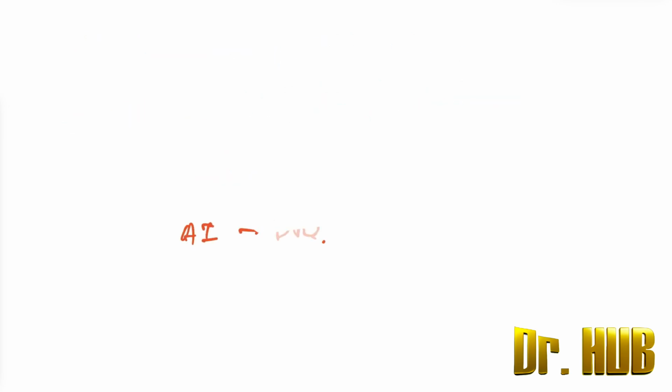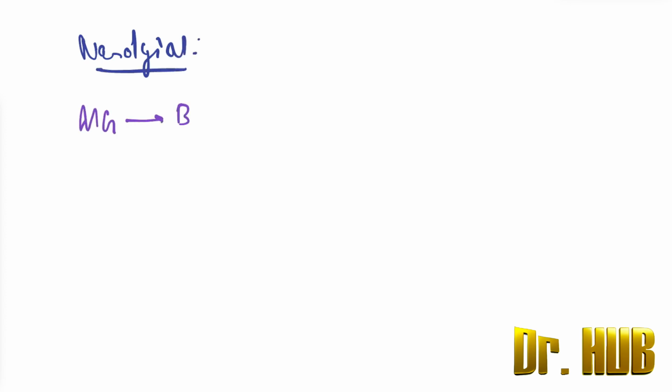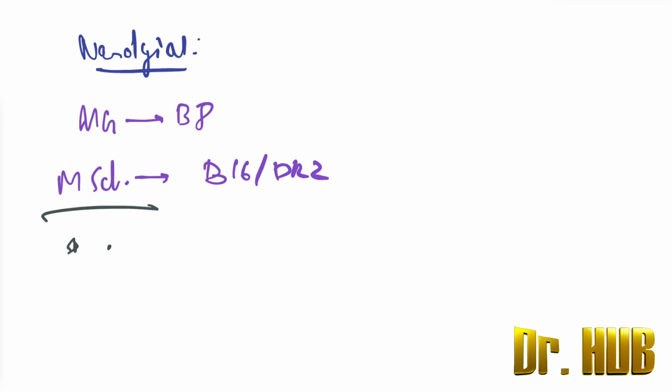Now, we'll be looking at the neurological diseases and the HLA association. So in terms of myasthenia gravis, it is going to be B8, and in terms of multiple sclerosis, it is going to be B16 and the DR2. Now we are going to look at other important HLA diseases. So we are looking at ankylosing spondylitis.